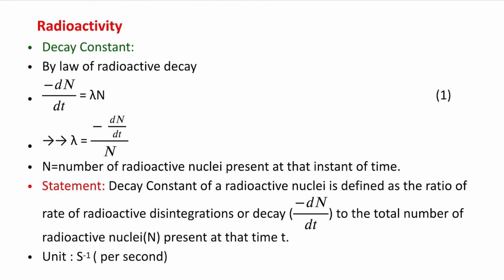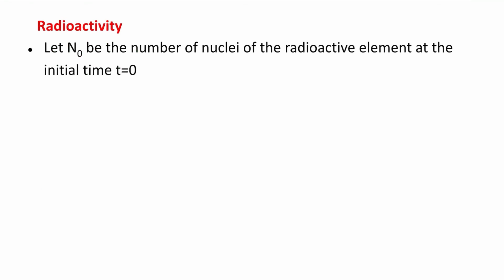And what is the unit of radioactive decay constant? It is second inverse, meaning 1 by second. You can also call it per second. So the unit of radioactive decay constant is per second.